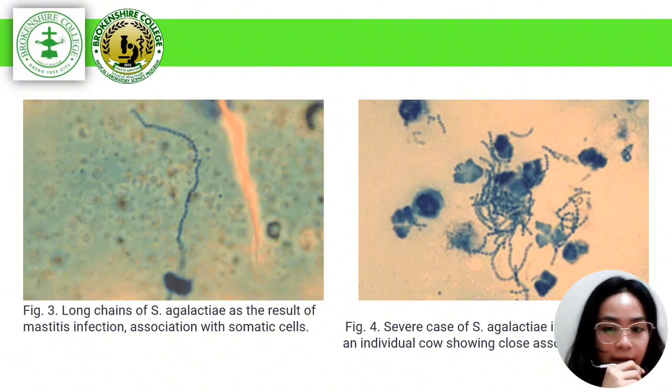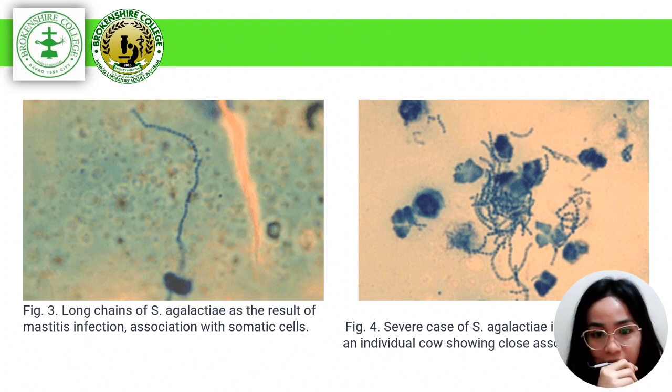Okay, next, figure 3. This figure depicts long chains of Streptococcus agalactiae, a bacteria known to cause mastitis. The presence of these chains along with their association with somatic cells suggests an active infection in the cow that produced the milk sample. Next, figure 4 illustrates a severe case of S. agalactiae infection from an individual cow.